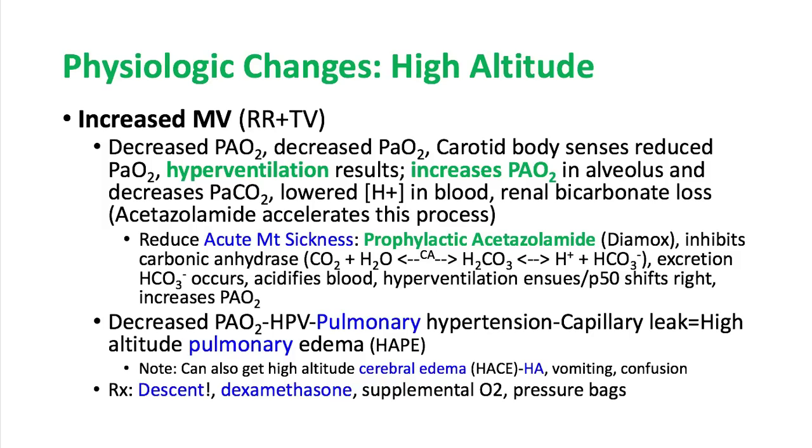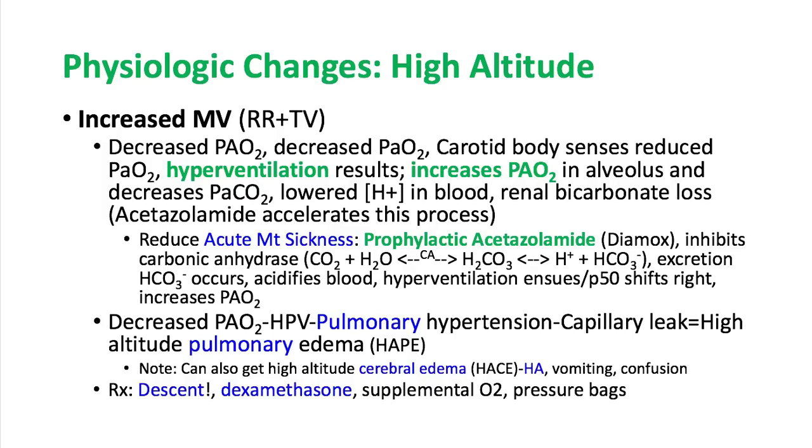Now, by giving someone Diamox, or acetazolamide, this drug inhibits carbonic anhydrase and results in excretion of bicarbonate in the urine. It acidifies the blood so that we'll continue to hyperventilate for a longer period of time, and it also shifts the P50 to the right. The end result is that there's better compensation at high altitude, and Diamox is used for people who are climbing to high altitude or bicycling at high altitude.